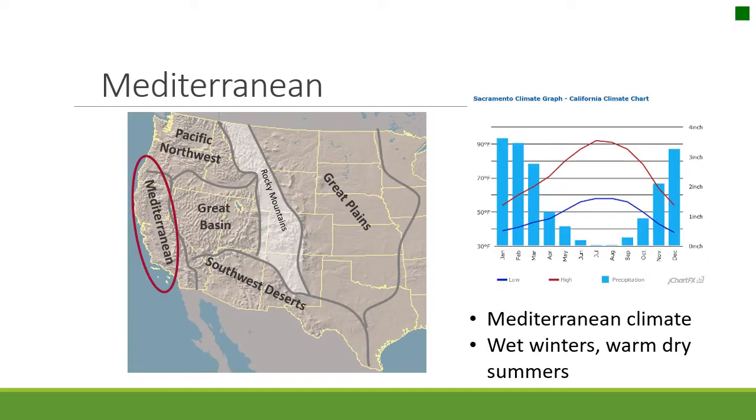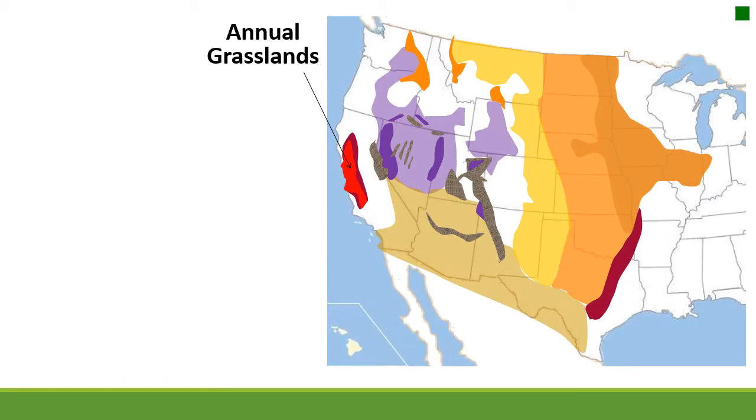The most distinctive feature of the Mediterranean is that Mediterranean climate, which means that there's dry summers. So, look at this climate diagram on the right: June, July, August, September, very low precipitation. And fairly warm temperatures in the summer, so kind of warm and dry in the summer and cool and wet in the winter. This diagram is from Sacramento, California. Remember, these temperatures are averages, so although it says it gets to 90 in the summer, it can often get hotter than that. So Mediterranean climate: wet winters, warm, dry summers.